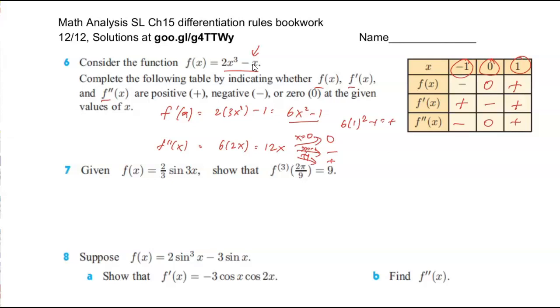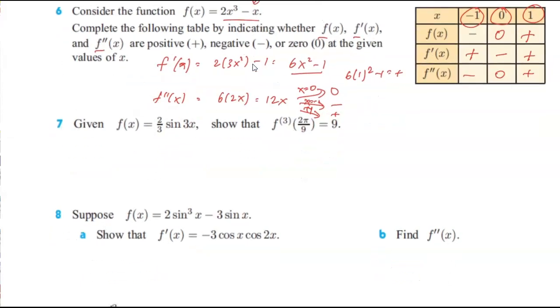Okay. Number 7, given that f of x equals 2/3 sine 3x, show that the third derivative with 2 pi over 9 plugged in is equal to 9. Okay, so let's not see that it's 9 yet. We're just going to take 3 derivatives and plug in 2 pi over 9 and see if we get that. Okay, so let's find the first derivative.